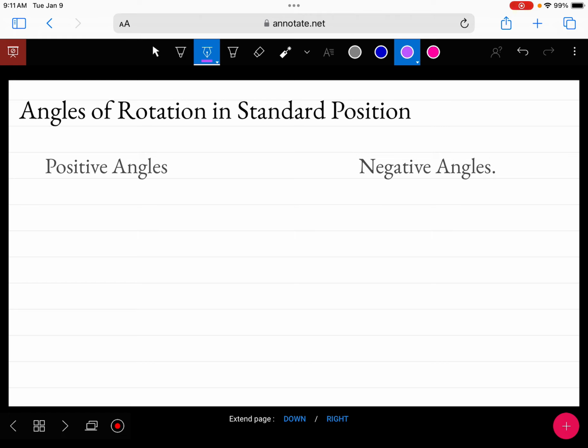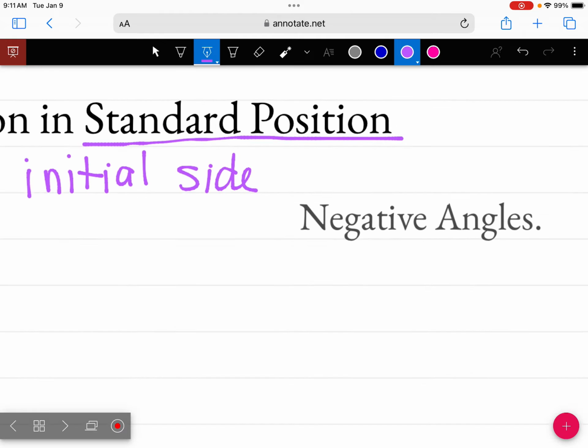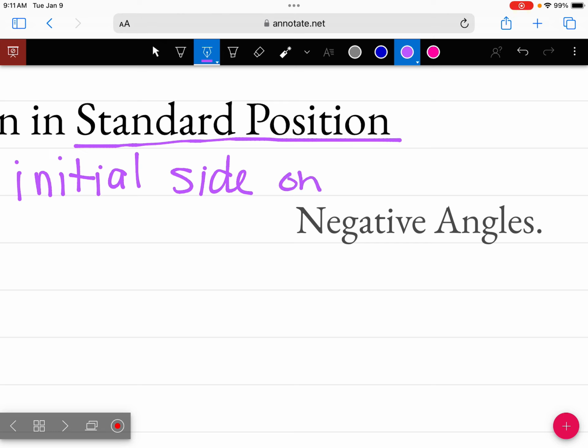So what we're going to start with is angles of rotation in what we're calling a standard position. We're not going to wind up with angles kind of all over the place. We're going to base them out of a home base. And what the standard position of an angle is for what we're talking about, our standard position has the initial side, or the starting place, on the positive x-axis.